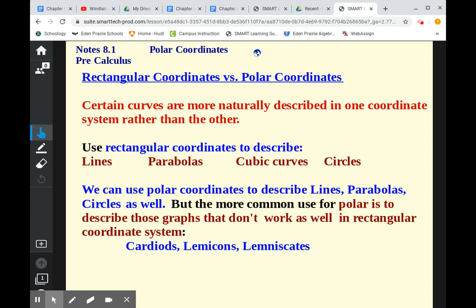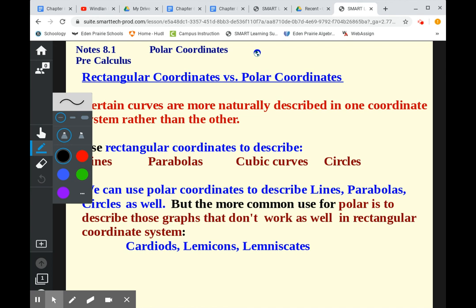Okay, so in chapter 8, we will be talking about polar coordinates. First thing I'm going to talk about is the difference between rectangular coordinates versus polar coordinates. Certain curves are more naturally described in one coordinate system rather than another. Keep in mind, rectangular coordinates are x, y. When we deal with polar coordinates, we'll be talking about r and theta.